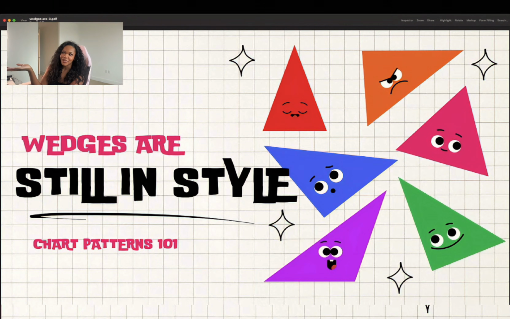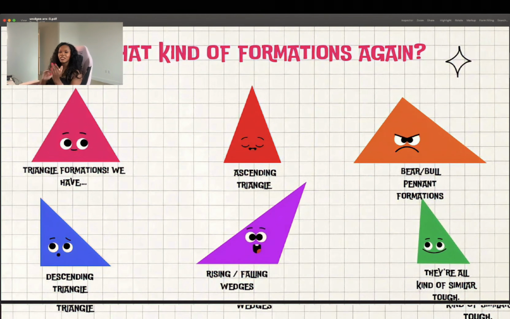I thought this was so cute because, you know, as girls, people say wedges are out of style. Anyways, moving on. So there are different formations.